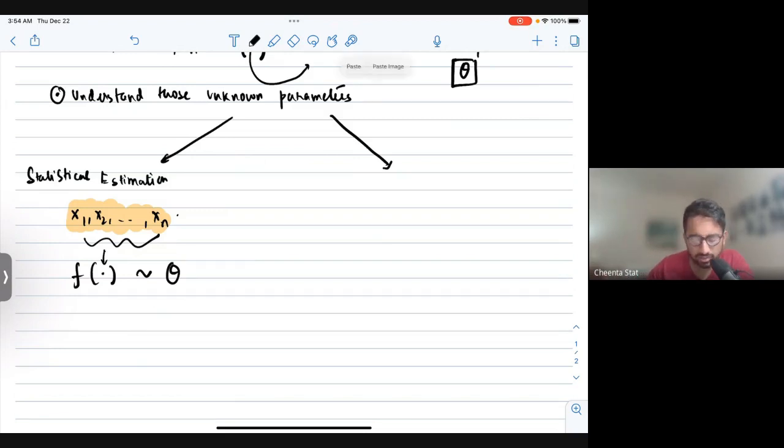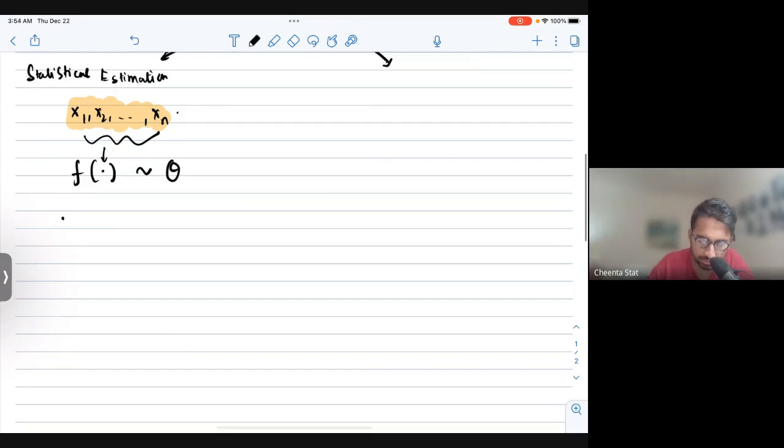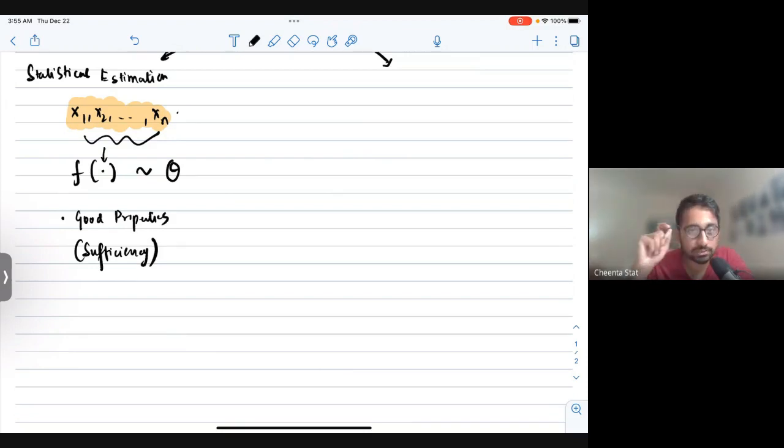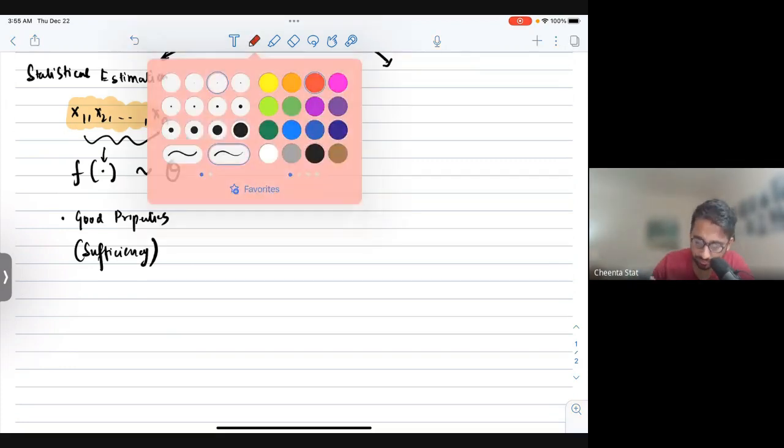And we discuss different aspects of good properties and bad properties of it. One such important good property is sufficiency, which we will be needing later on. That's why I'm mentioning it here. It is a kind of estimate which captures the entire information about theta, the 100% information about theta.